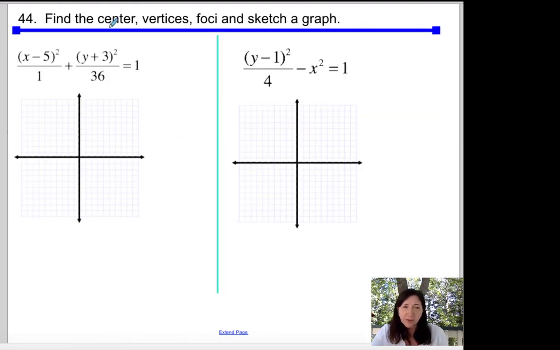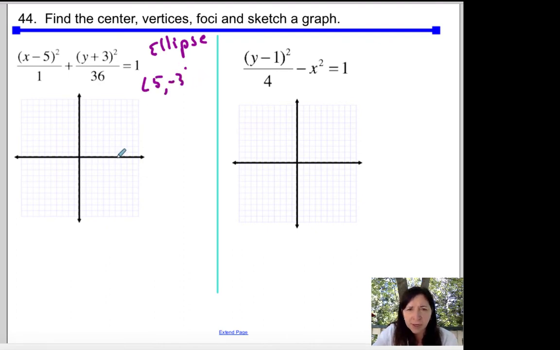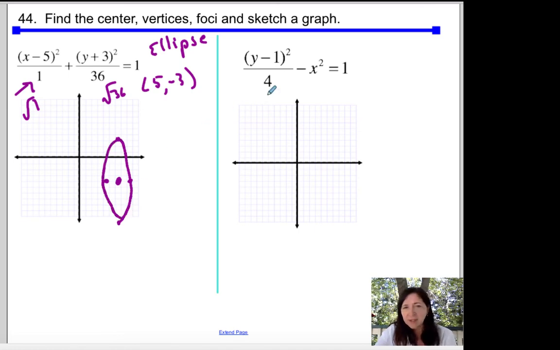The next question is saying, find the center, vertices, and foci. So you need to realize what these are. The first problem is plus plus, so that's going to be an ellipse. For this one, my center is going to be at 5 comma negative 3, so over 5, down 3. In the x direction, you go the square root of that, so the square root of 1 is 1. So I'm going to go 1 in the x direction. In the y direction, I go the square root of 36, which is 6. So I'm going to go up 6, down 6, and then connect my dots because it is an ellipse.